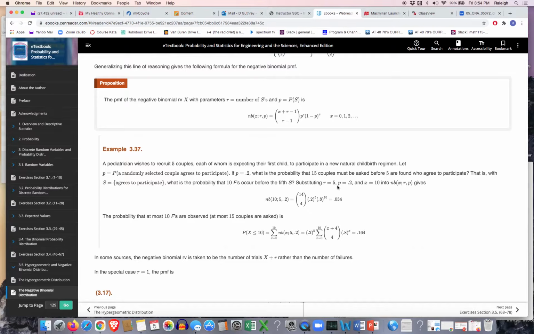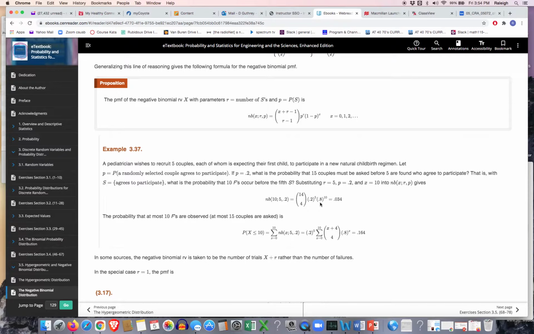r is 5, p is 0.2, and x is 10. That's the number of failures before we get to the 5th success. And yes, we subtract the 1 away. The formula is instructing us to do that before we apply that extra success there. So 14 choose 4, in other words 14C4, which is a viable number you can get on any calculator. 0.2 to the 5th power for r equal 5, and then 0.8, the number of failures, to the x.